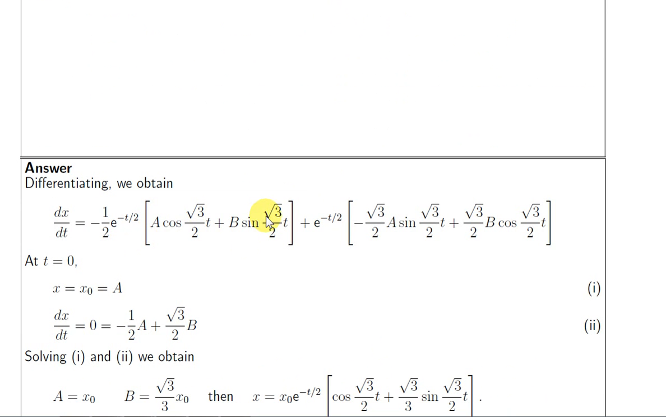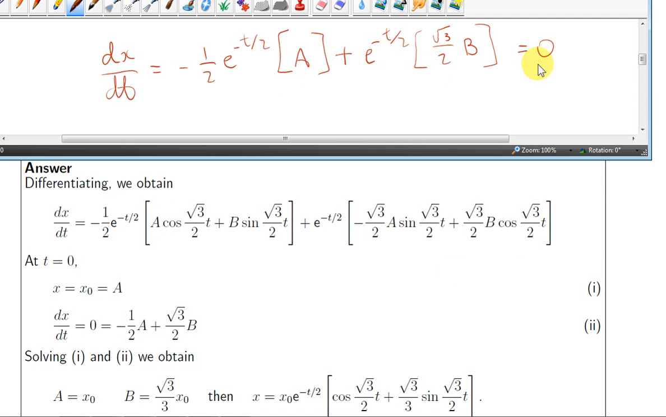We set t equal to naught. Well, the sine terms will disappear. Sine of naught is naught. So here we'll have the cos of naught, which is 1. And over here we have the cos of naught, which is 1. So this is what we'll get, and we set the dx/dt equal to naught.